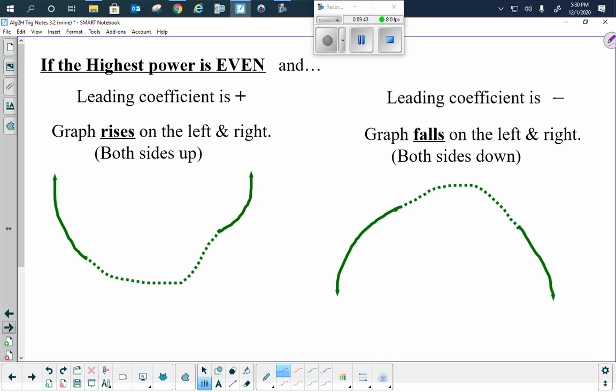If the highest power is even and the leading coefficient is positive, then the graph rises on the left and the right. Both sides go up. These are just the same patterns we were just looking at, just said in a different way. If your leading coefficient's negative, then your graph falls on the left and the right. Both sides are going down. Why do we have the dashed lines? Because remember, it could be just going straight across, or maybe it's doing something like this. Okay, we're just saying we don't know what's going on in between, but that's what's happening.